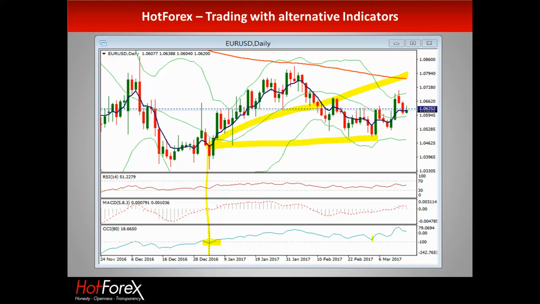Okay, so CCI, quite a nice little oscillator. I quite like it. People are put off by its title, commodities. It was initially developed for the commodity market by this guy called Donald Lambert, but it's good at identifying these reversals.